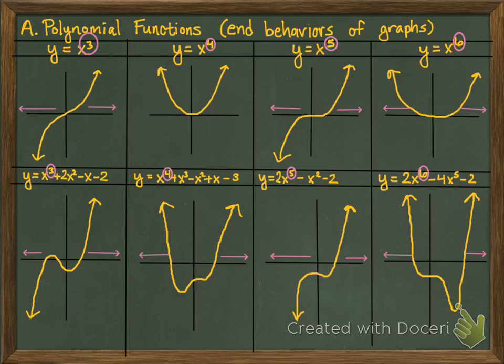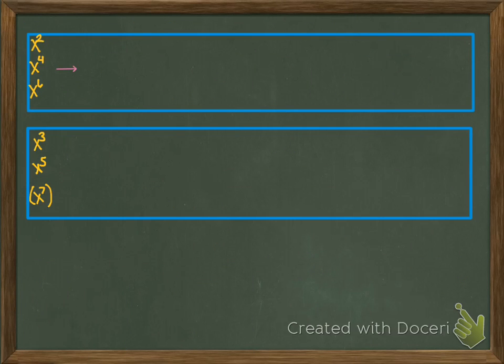Okay, so take that all in, let it sink in. Remember, we're looking at what we call the end behaviors, where the arrows go. What we really want to look at is where the arrows go. Now let's take a look at all of them. When you have x squared, x fourth, x to the sixth, our graphs tend to look like that.